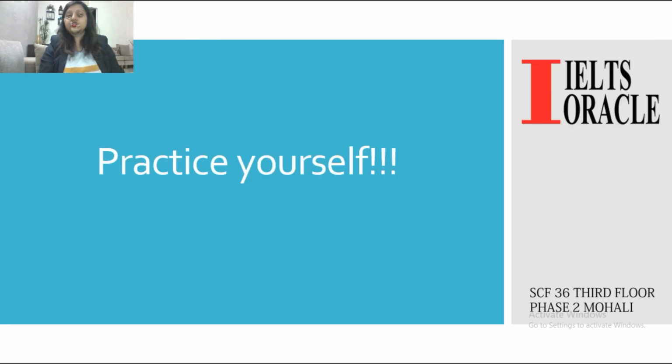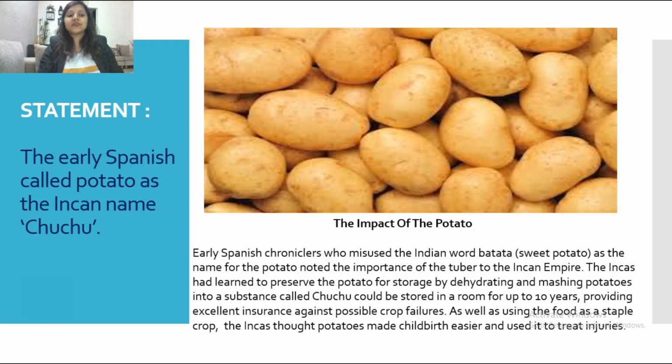It's now time for practicing, right? So I'll be providing some examples to you and you need to practice it by yourself. So here I have given a short paragraph again, and there is a statement on the left side which says the early Spanish called potato by the Incan name tutu. So you need to find the reference and then you can come back to the question. First of all, pause the video, go through the information and then come back to the question.